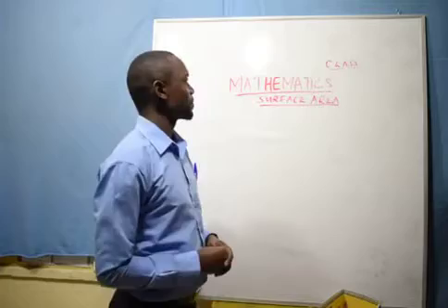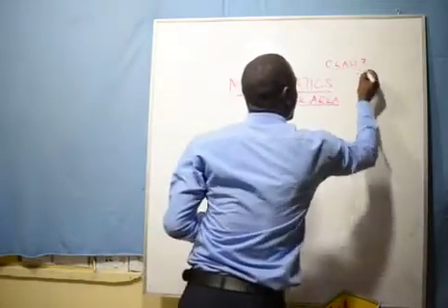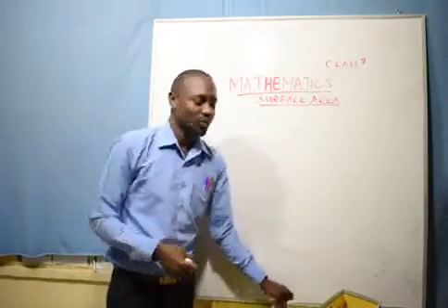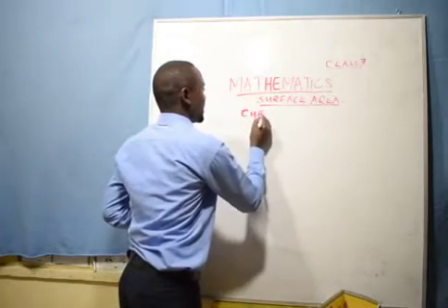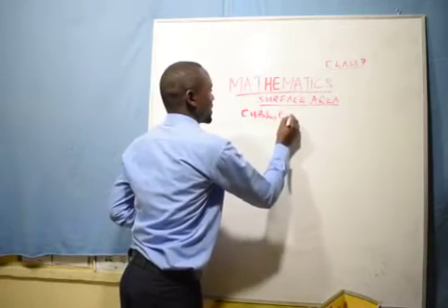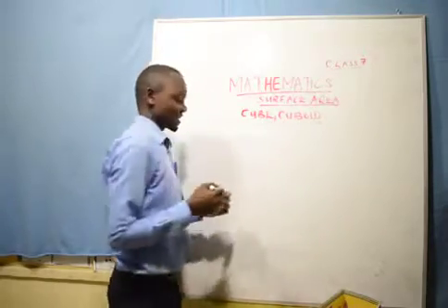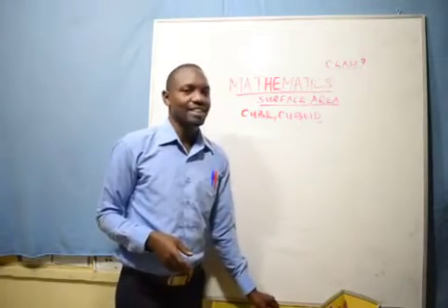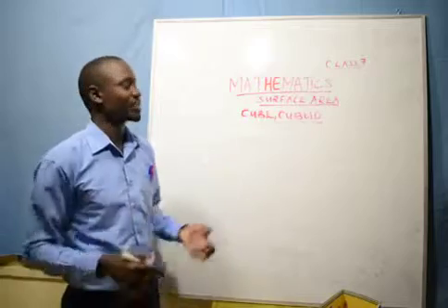Hello class 7 pupils, welcome to today's lesson. I'm taking you through a mathematics lesson on surface area. Today we are going to look at the surface area of a cube and a cuboid. We begin by saying area is the amount of space enclosed within borders or boundaries.